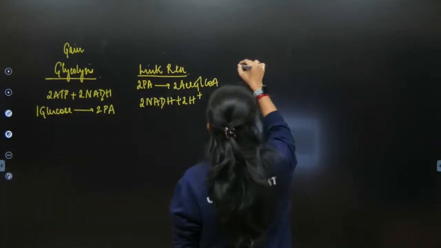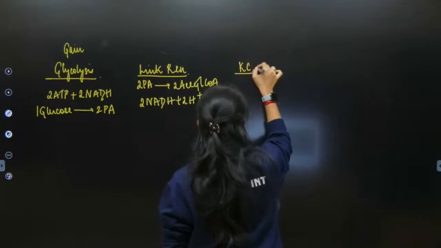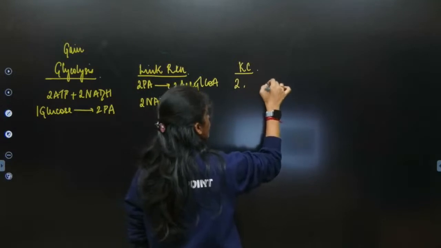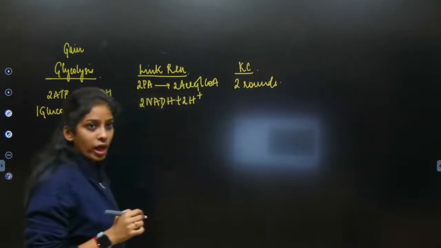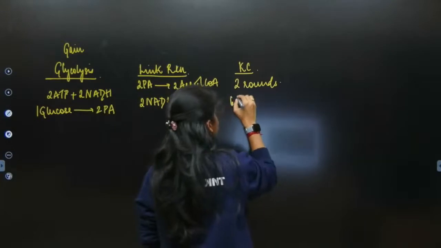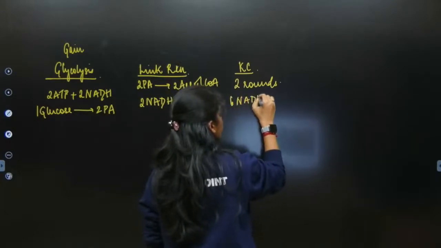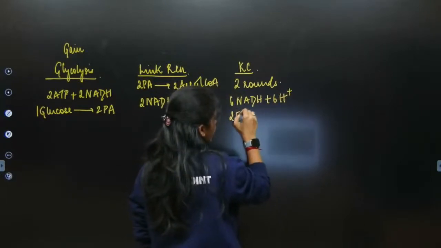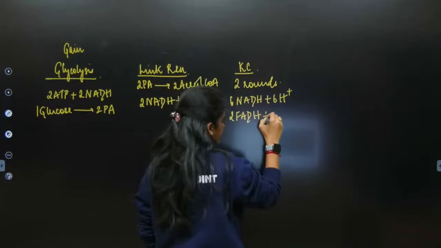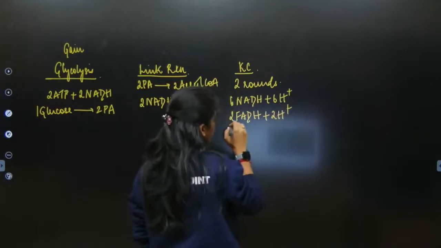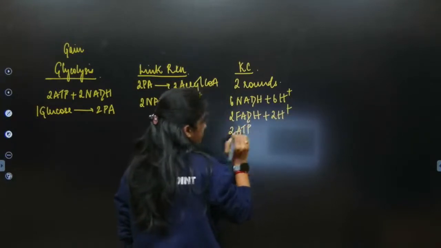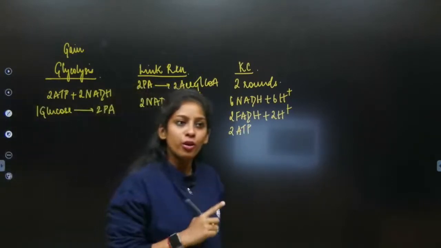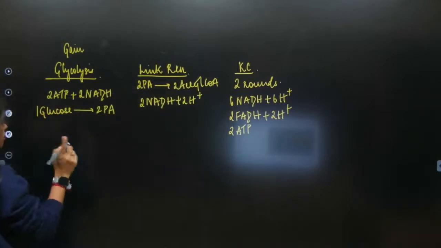Now talking about the next one, that is your Krebs cycle. For Krebs cycle, you have 2 rounds of Krebs cycle because you have 2 molecules of acetyl-CoA. So it would be what? It will be 6 NADH plus 6H+, 2 FADH2 plus 2H+, and you have 2 ATP. This is for aerobic respiration and this is also for 1 molecule of glucose. Yes? Okay.